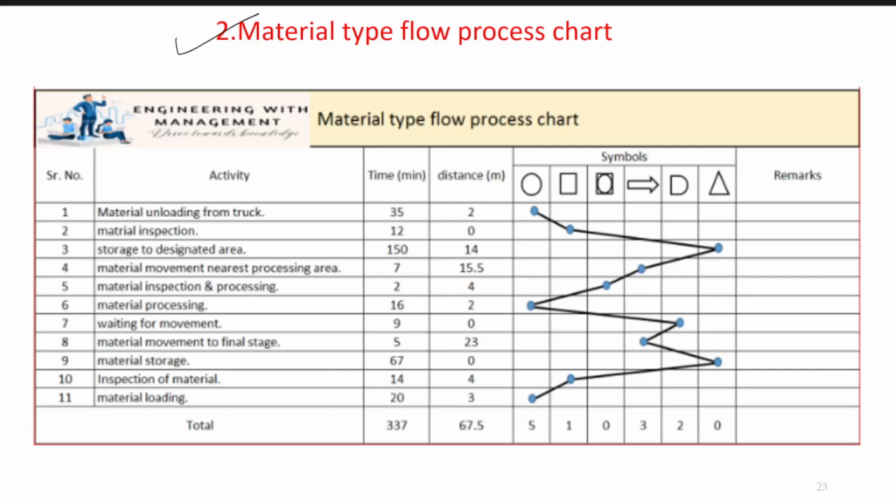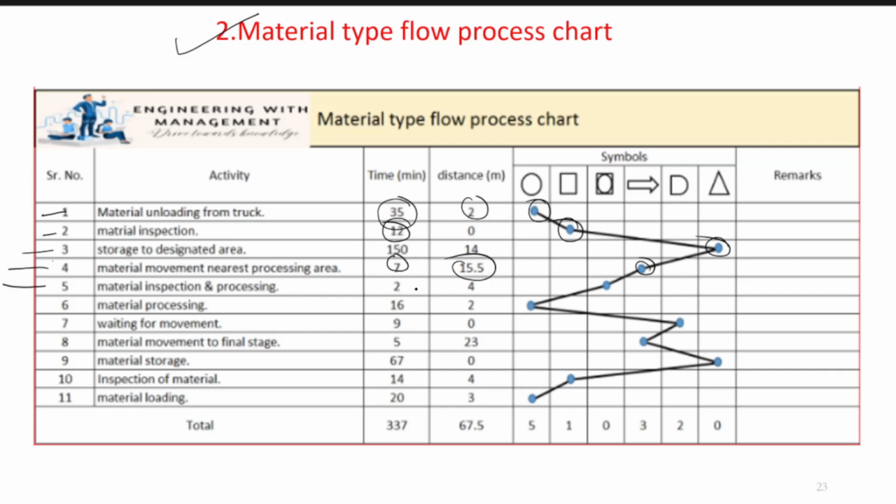Then the material type flow process chart. The material is unloaded from the truck. Time is given, distance is given, it is an operation. The material is inspected. The time is given, 12 minutes, for the inspection activity. Then storage of the material, so permanent storage is mentioned. The material moves to the nearest processing point, so transport is mentioned, and both distance and time are mentioned.